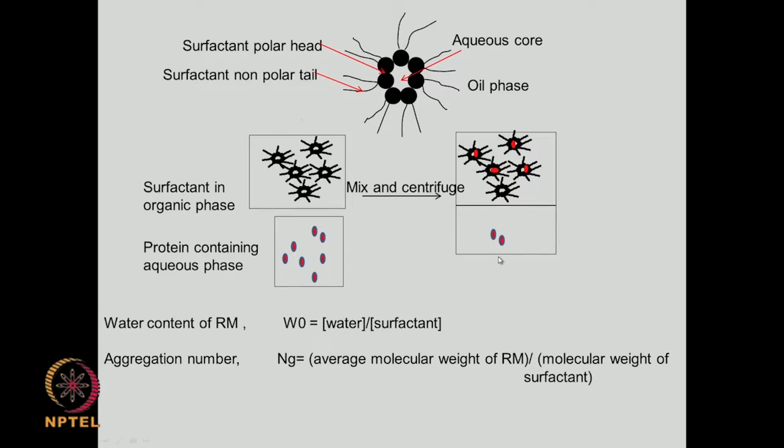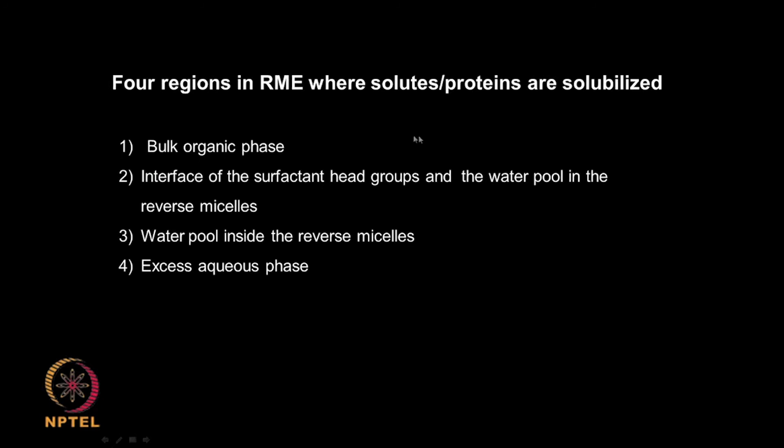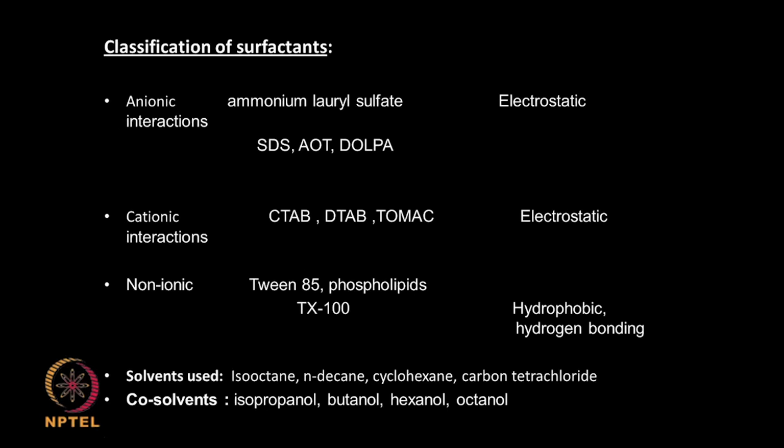The water content of reverse micelle we express as water divided by the amount of surfactant. There is also a term called aggregation number, which is the average molecular weight of the reverse micelle divided by the molecular weight of the surfactant. These are some numbers which you may have to remember. There are four regions where the reverse micelle system can have the solute or protein: the bulk organic phase, the interface of the surfactant head groups, the water pool inside the reverse micelle, and the excess aqueous phase. So in all these places you may have the solute or the protein present.